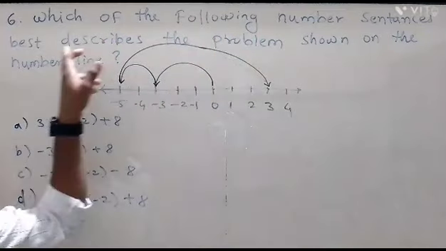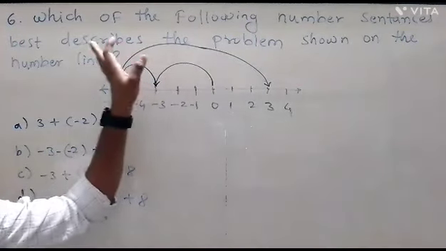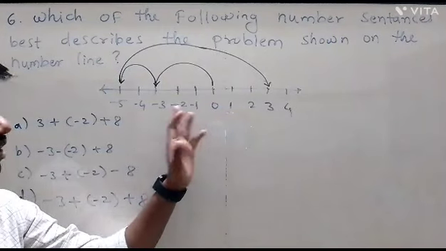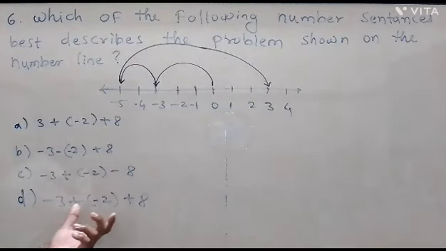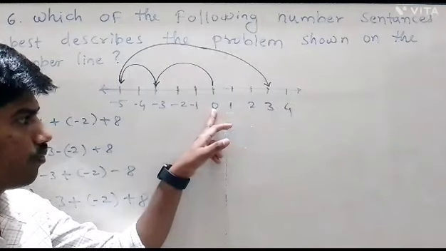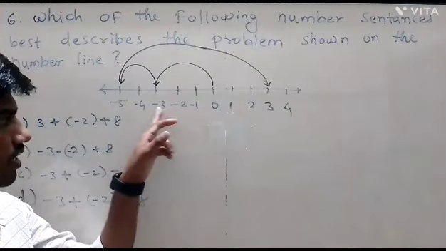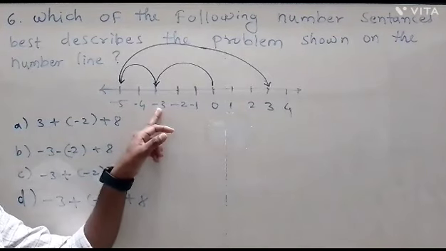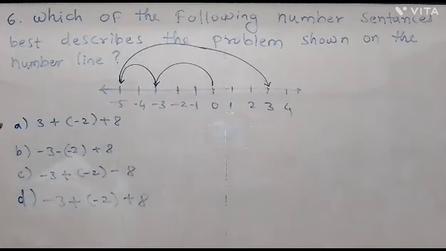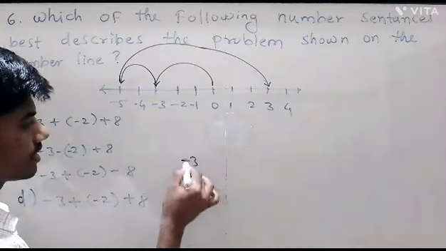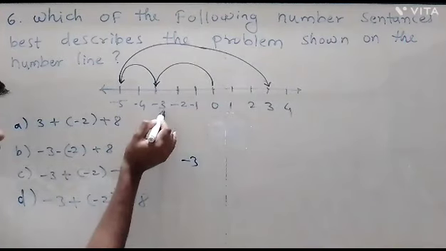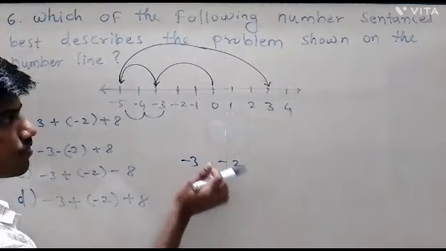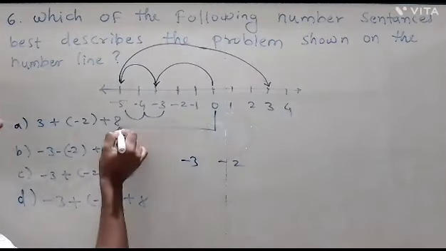Which of the following number sentences best describes the problem shown on the number line? Here we have one number line, and we have to find which one is the correct one out of the given options. From 0 we are moving towards the left side of 0. We have covered around 3 units, and we are covering around 2 units from minus 3. So how are we going to note it down? Minus 3, and we are covering the next 2 units, it means minus 2. So from 0 we are totally covering minus 5.